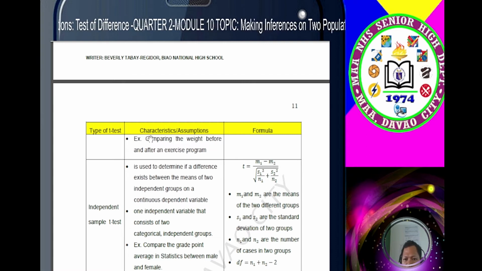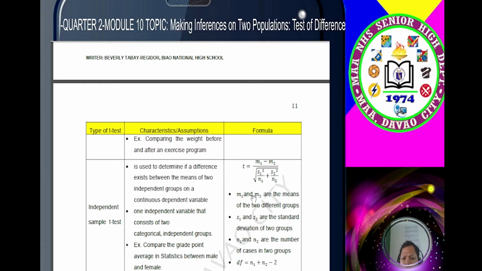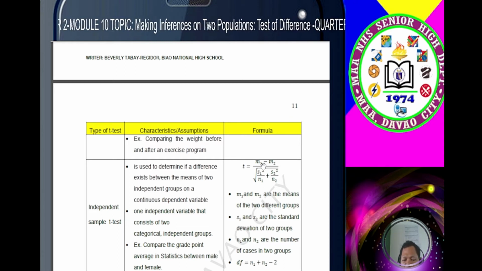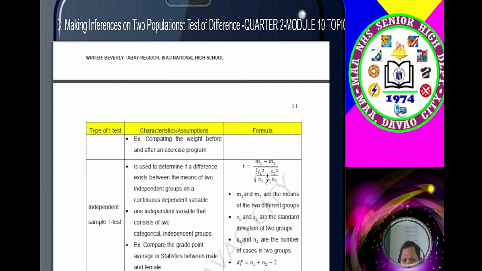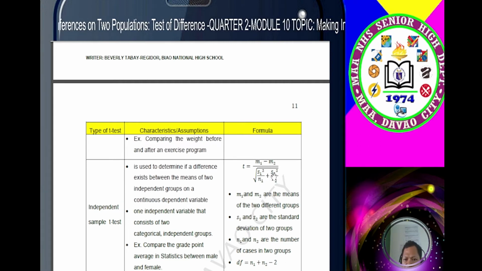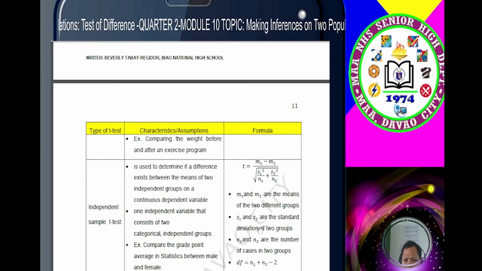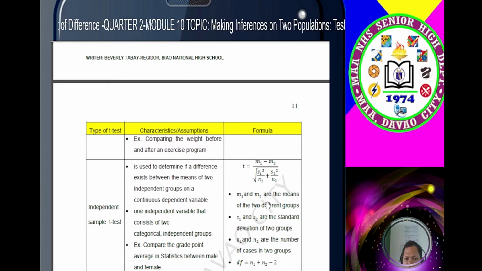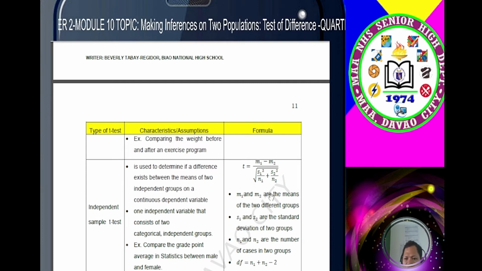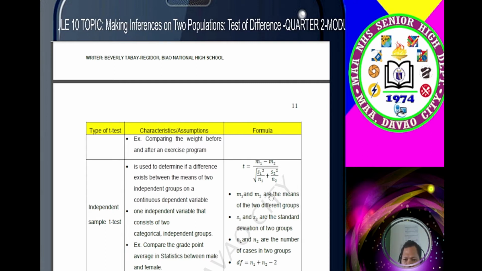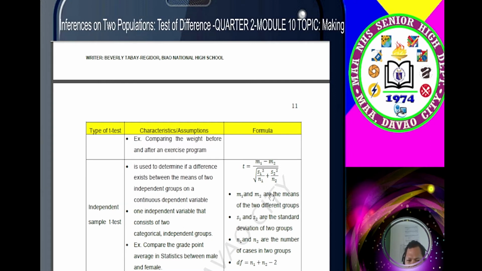Then we have the formula. So the formula for the independent sample t-test is t is equal to the mean 1, m sub 1, minus m sub 2, divided by the square root of the standard deviation 1 squared, plus the standard deviation 2 squared, divided by n sub 1 plus n sub 2. Okay, so just remember this formula to guide you in computing the t-test manually. Later I will also discuss how to do it using the JAS software, just like what we did in our previous discussion on the test of correlation.